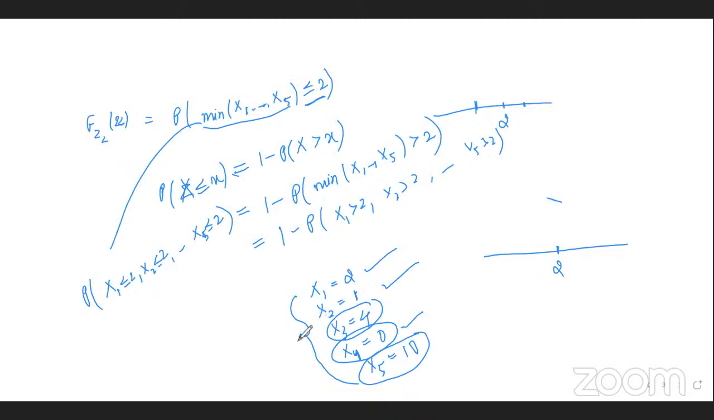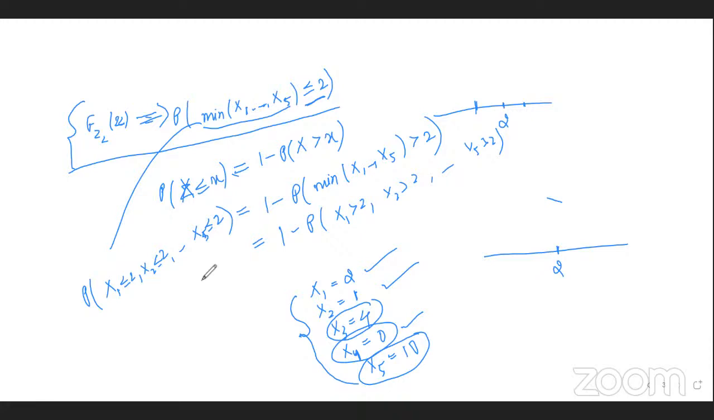This is what you have written from the F_Z2 of 2; it implies from there. Ma'am, the minimum of X1 to X5 will give one value, or will it give all 5 values? Yes, it gives one value. This is what I'm saying: it may not be possible that each of the random variables will be less than 2. There are some cases where it may be greater than 2.